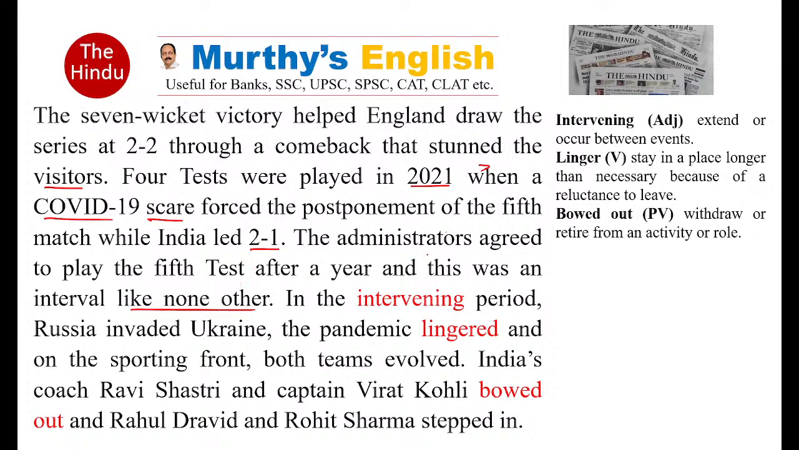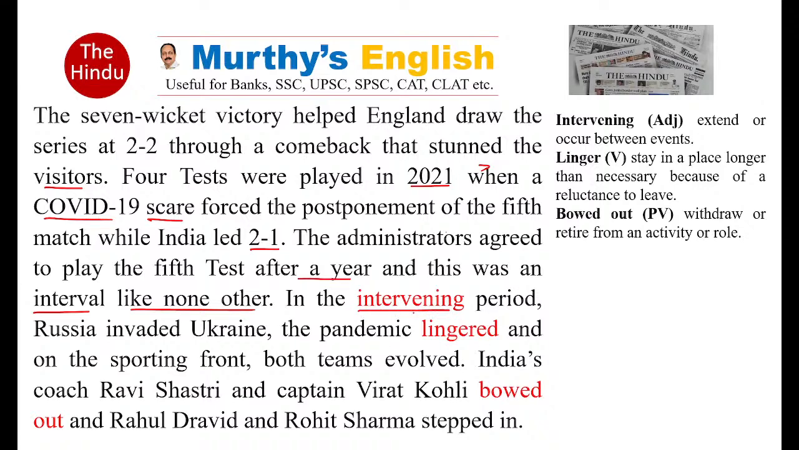The administrators, both the teams, those who conducted the matches, the test series, they agreed to play the fifth test after a year, not a month, not 6 months, after a year. And this was an interval like none other. Usually they don't take so long, something like an exception. In the intervening period, so many things happened, so much happened.